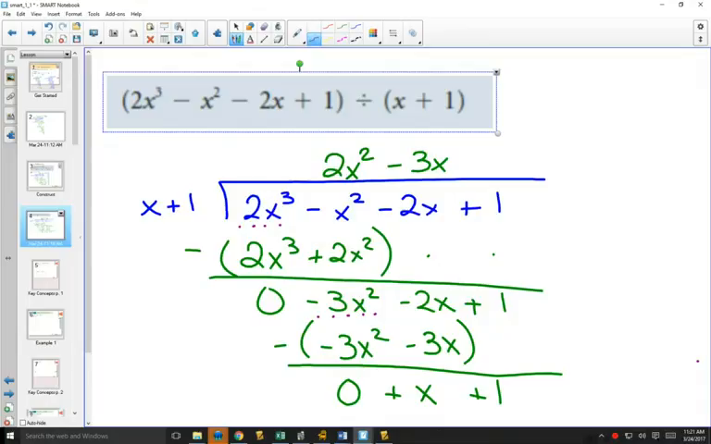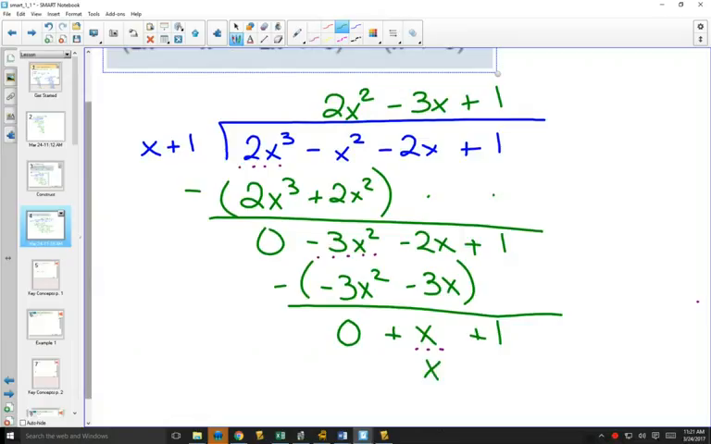Underline our x. What would we have to multiply our x by to get x? Plus 1. When I multiply that, I get x. I get plus 1. When I subtract, there's nothing left. This one has no remainder, which is fascinating because you have started to factor 2x cubed minus x squared minus 2x plus 1. That's one of the things that we're going to be leaning towards in this unit. You've been able to factor quadratics. We're now going to be factoring bigger things.